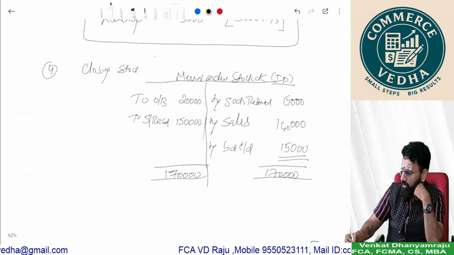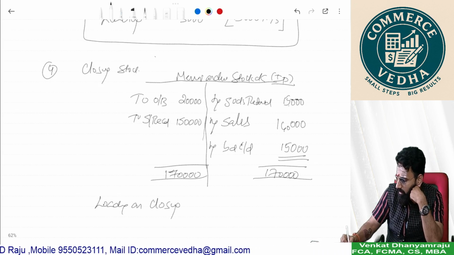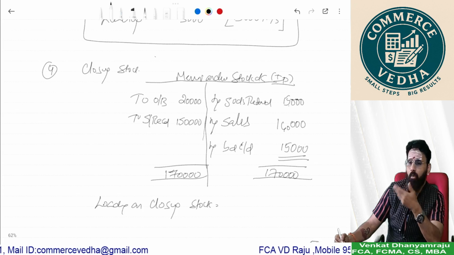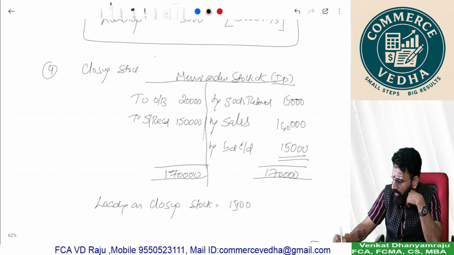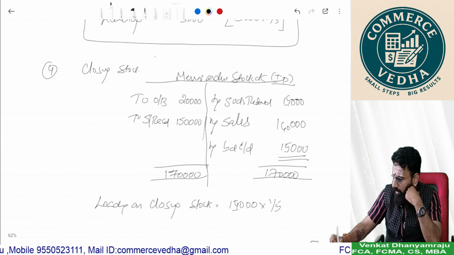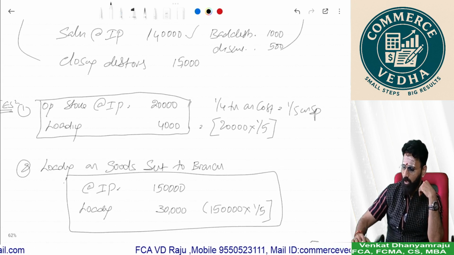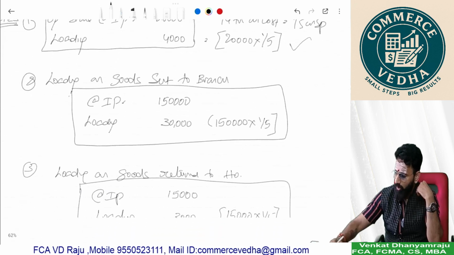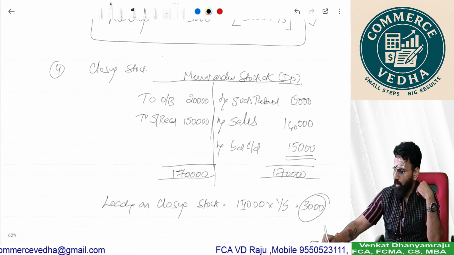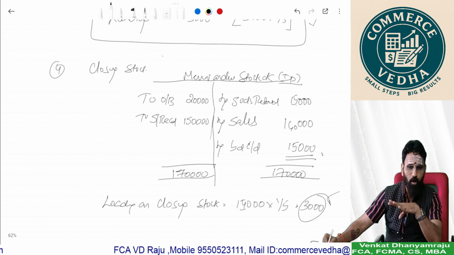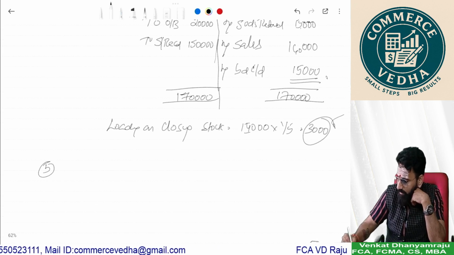When I know my closing stock, I should know loading on closing stock. What is the loading on closing stock? 15,000 into 1 by 5, 3,000. So I identified loading on each item: loading on opening stock, loading on goods sent to branch, loading on goods returned to head office, loading on closing stock. All the four done. Now I should see the fifth one, closing debtors.